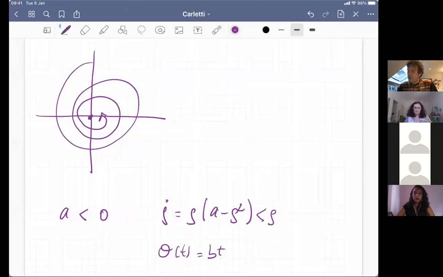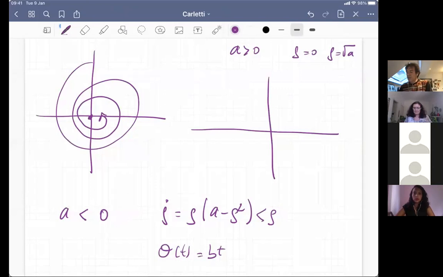While if a is positive, now you know that you have two solutions, rho equal to 0 and rho equal to the square root of a. And the square root of a, taking into account that theta is still equal to b times t, is a circle.